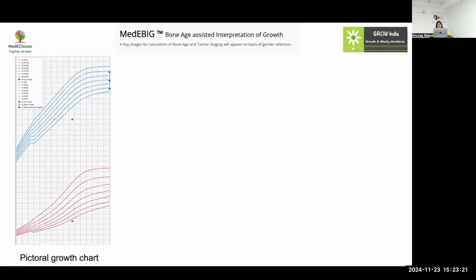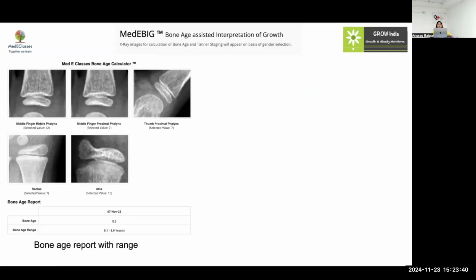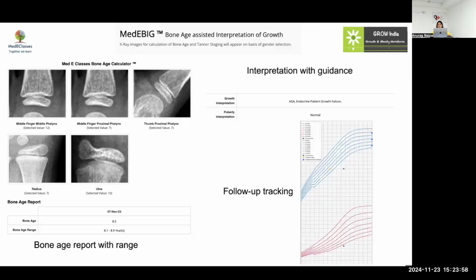bone age, age, and weight, along with a detailed interpretation of growth parameters like BMI SDS, target height SDS, and corrected height SDS for bone age, which are very important for the classification of growth disorders, along with the bone age report. And the most important thing, it gives the most likely diagnosis for the growth interpretation and the puberty, along with the workup that has to be done in a particular scenario. It also provides follow-up tracking, which is a unique feature of this application.